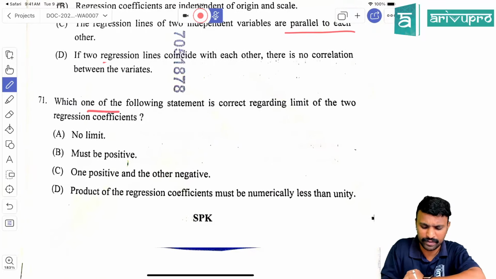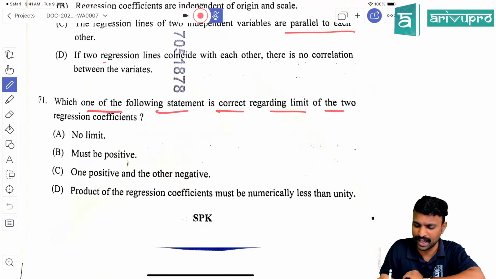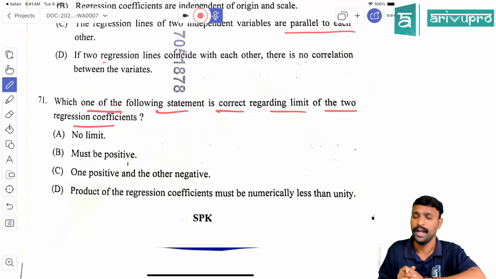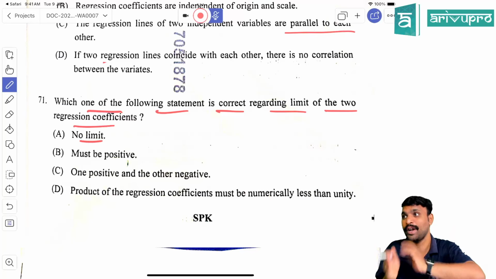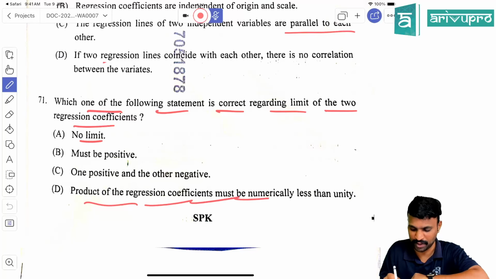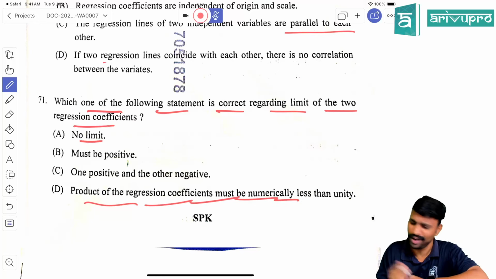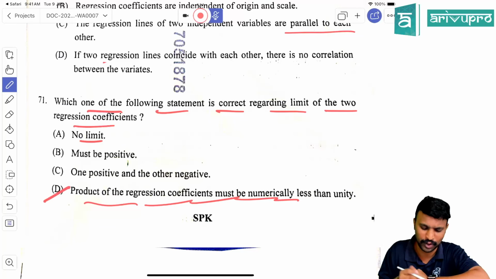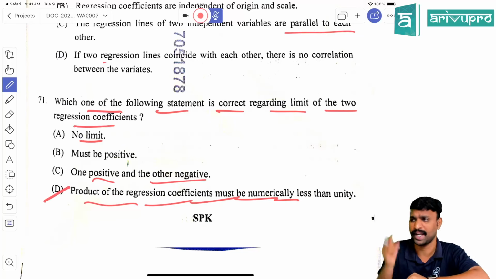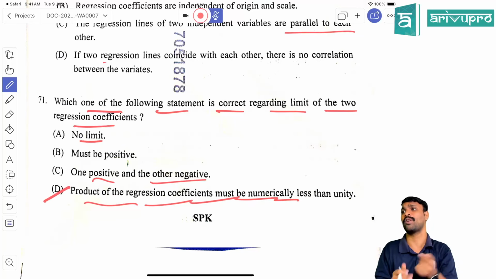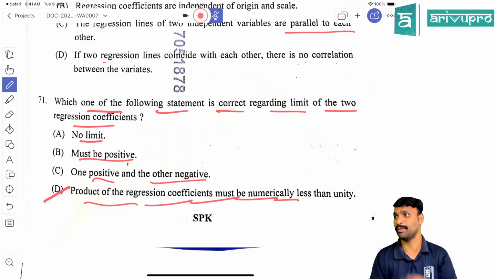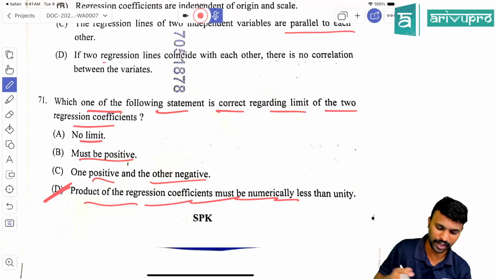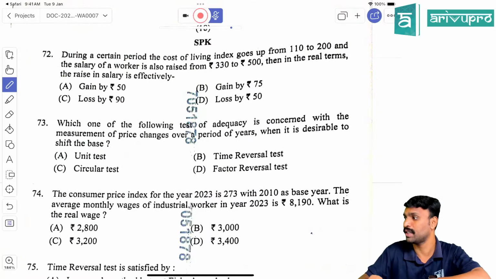71. Which of the following statements is correct regarding the limit of the two regression coefficients? Limit of two regression coefficients, is it no limit? No, right? The product of them, the product of the regression coefficients must be numerically less than, or even it could be equal to unity also. So option D. One is positive, other is negative, impossible. If one is positive, the other also must be positive. Must be positive? No, both can be negative, both can be positive also. So option D is the right answer. Moving on to the next question.